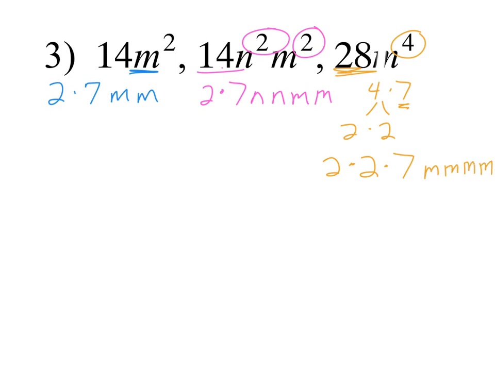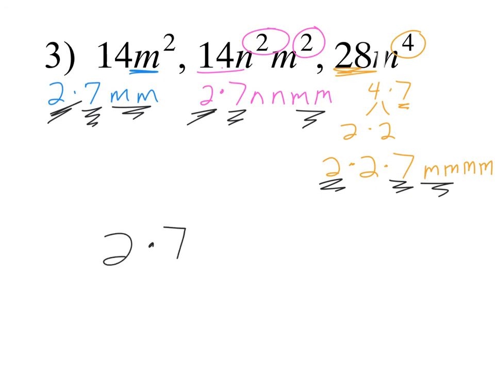So what do we have in common? We have a 2 in each case. We have a 7 in each case. And we've got at least 2 m's in each case. So that'll be 2 times 7 times m times m. So the greatest common factor is 14 m to the second.